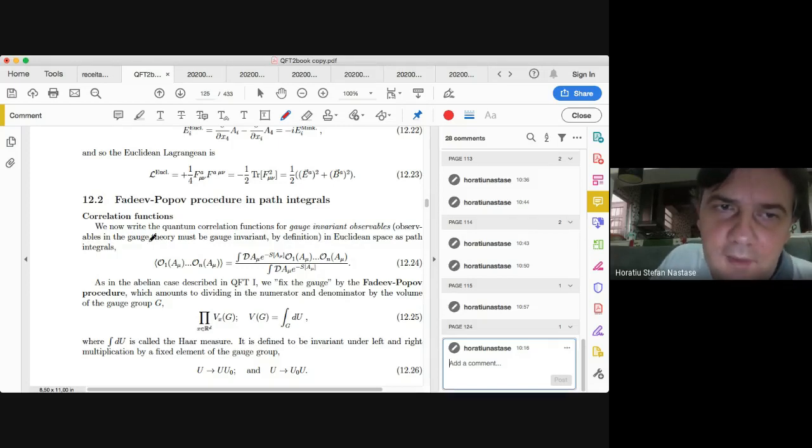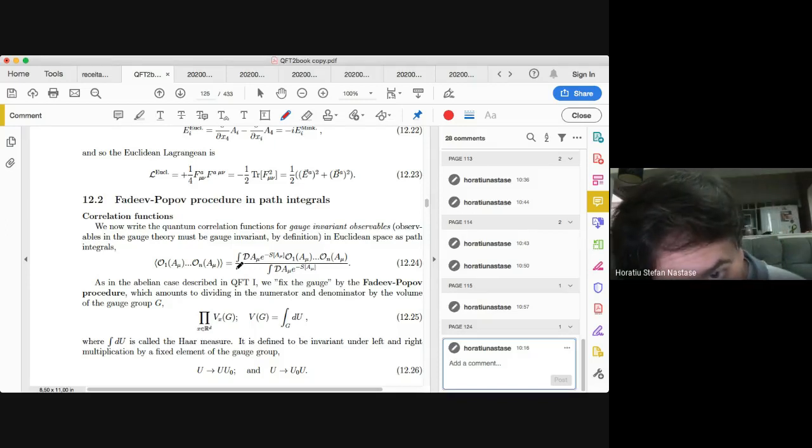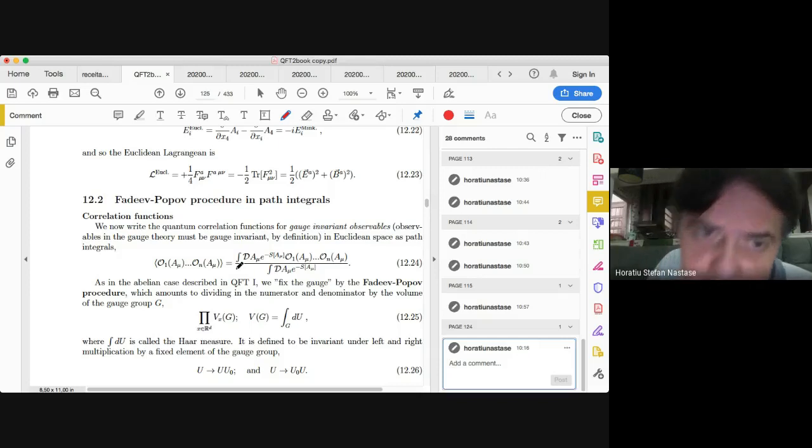I have to define correlation functions in order to obtain observables. I mean, they are not observable themselves. Note also that in a gauge theory, the observables have to be gauge invariant by definition.